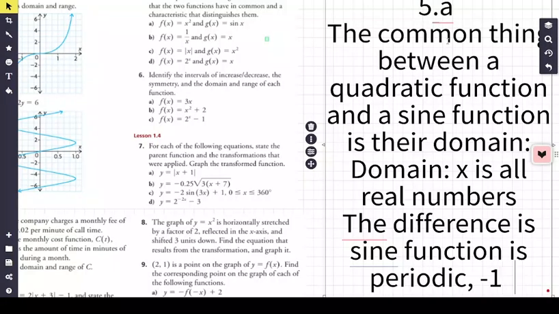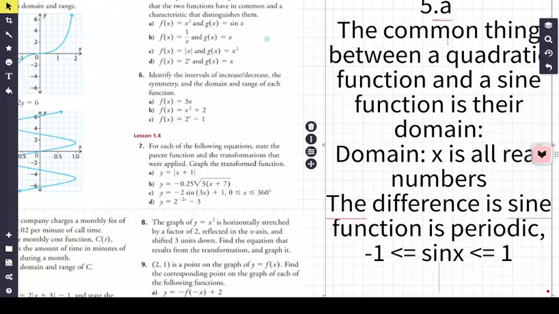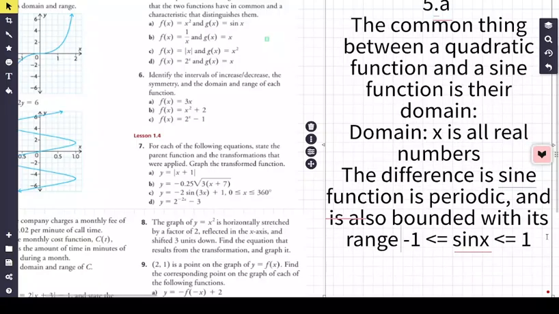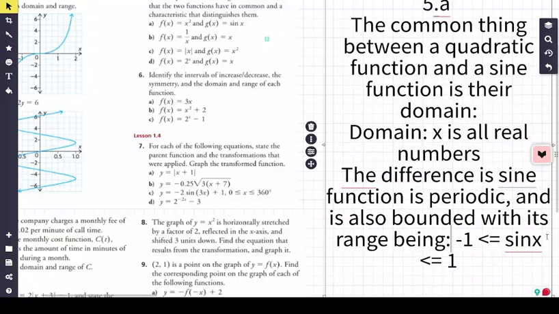So negative 1 is less than or equal to sine x, which is less than or equal to 1. The lowest point you could get on a sine graph is negative 1, and the highest point you could get is 1. This is pretty obvious. So the difference is the sine function is periodic and is also bounded, with its range being right here. Now let's go ahead and move on to B.